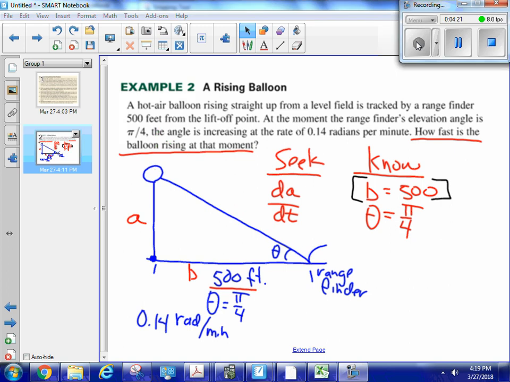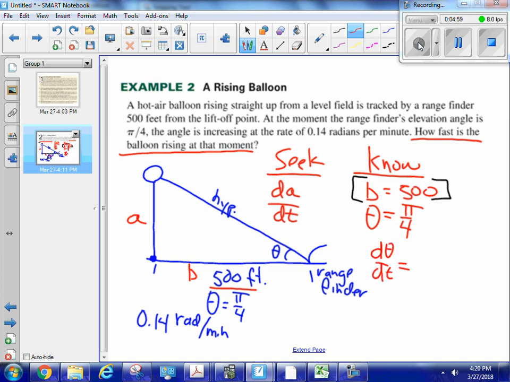What else do I know in this diagram? Well, let's think here. If I know that theta is pi over 4 at this particular moment, I could probably calculate what A is at this particular moment, and I could probably calculate what the hypotenuse is at this particular moment. This is my hypotenuse. I'm not so sure I'm going to need to know that right now. But the other thing they gave me that is very important is I know that d theta to dt is equal to 0.14. So for right now, those are the things that I know, and this is the thing that I am seeking.